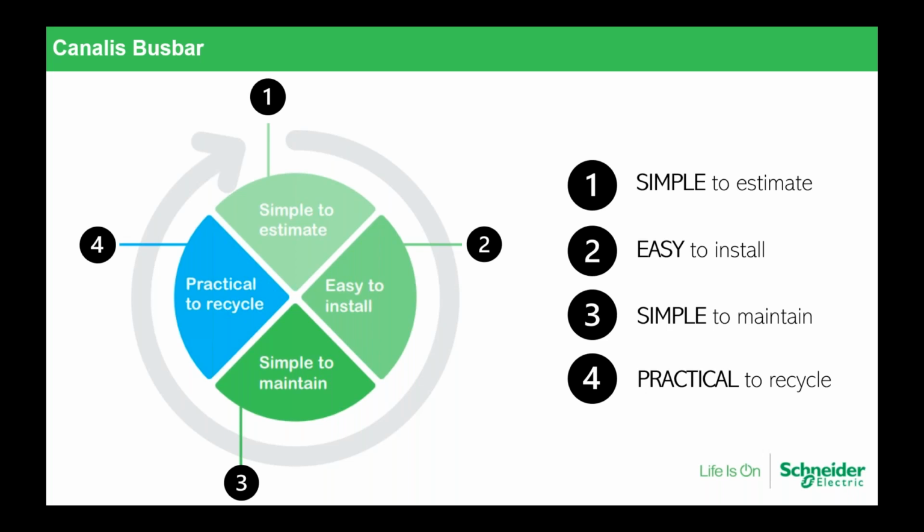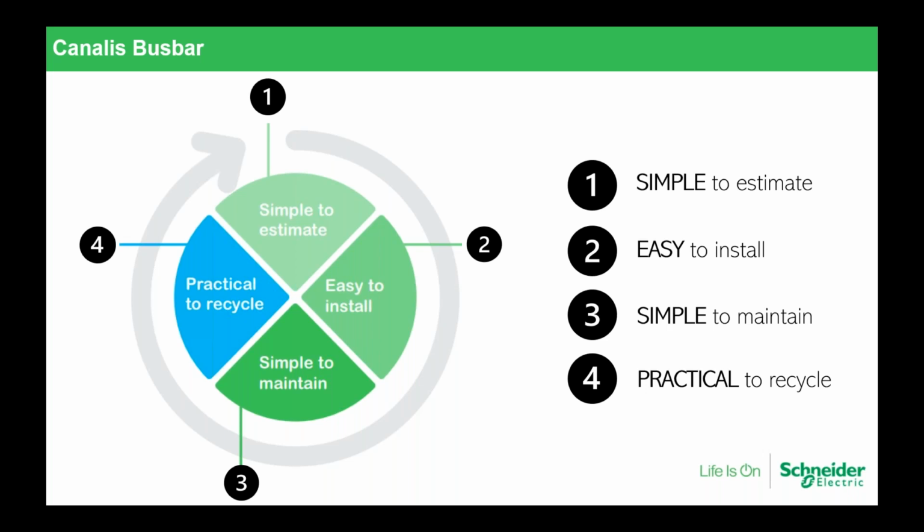So these are simple to estimate, and let me say a few more words to understand why I am saying simple to estimate. Designing a Canalis installation is quite straightforward. As there is no need to know the exact location, you don't need to know the power rating of the loads to be supplied. Therefore, it's very quick to cost the distribution functions.